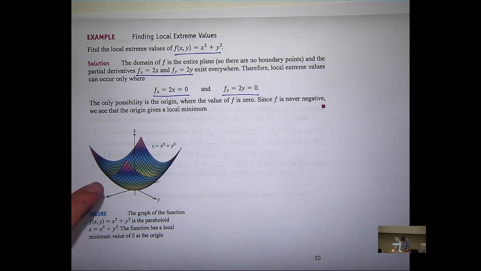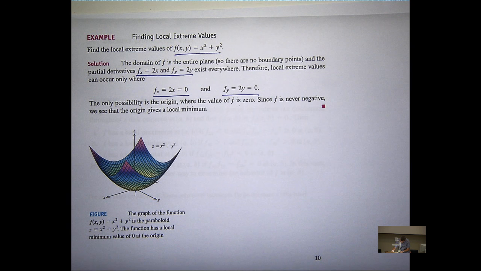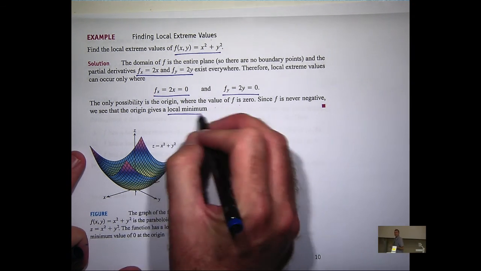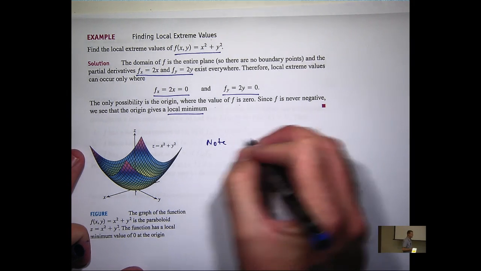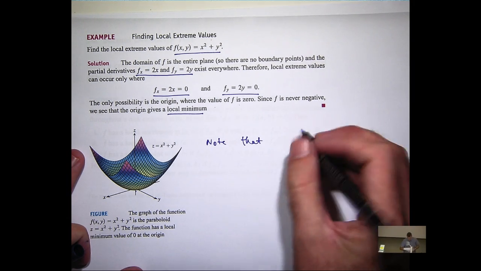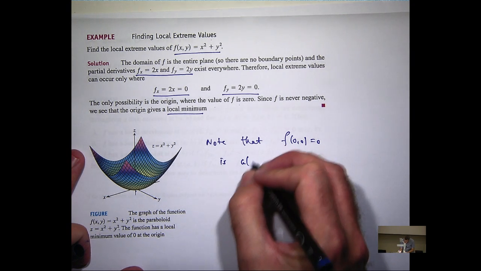and you can see from the picture, or even just through algebra, that f of 0, 0 equals 0. That's a local minimum. And like I said before, this is also a global minimum. So it's certainly a local minimum, but it's also what's known as a global minimum.